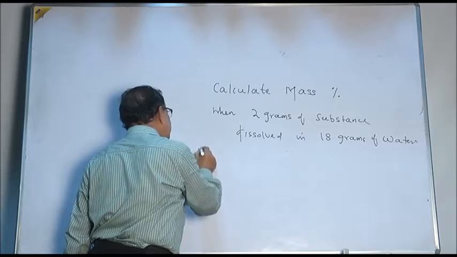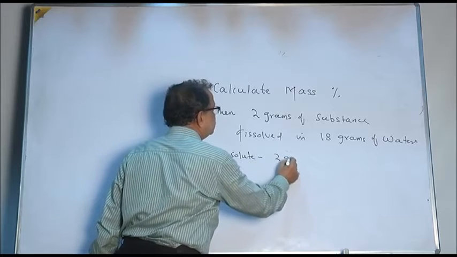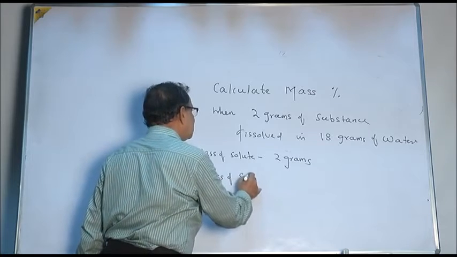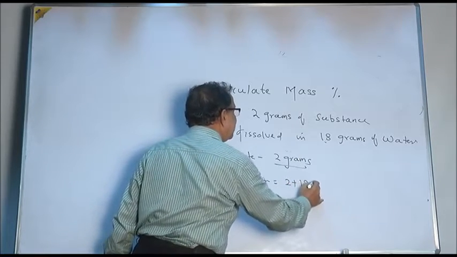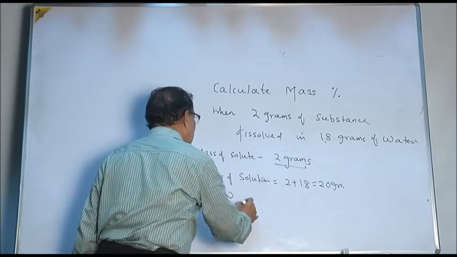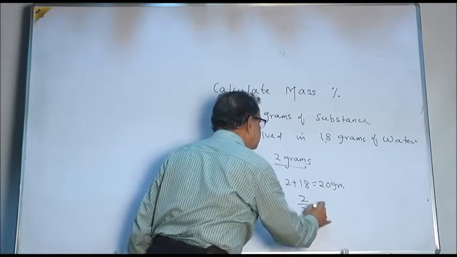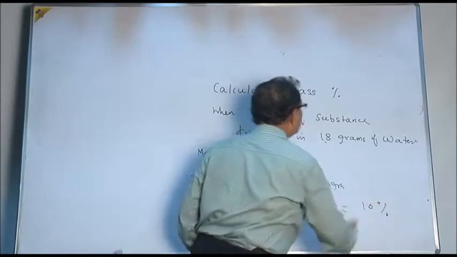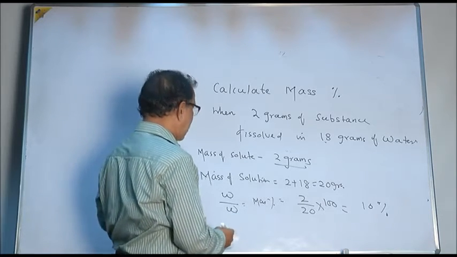Here the mass of solute is 2 grams. The mass of solution will be 2 grams solute plus 18 grams, 2 plus 18, that is 20 grams. So the W/W mass percentage will be 2 by 20 into 100, which is equal to 10%. So this is 10% of solution.